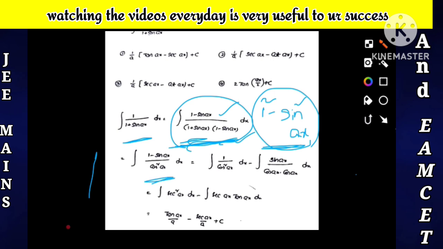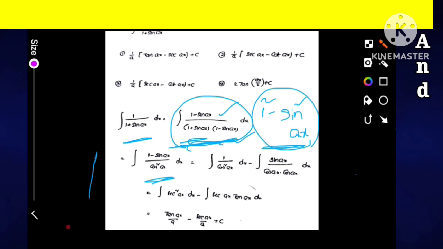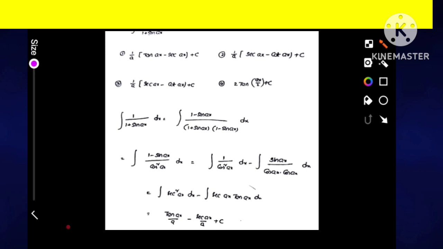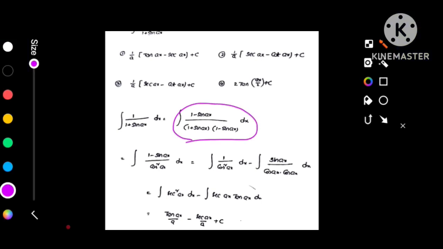Understand all of you? In the first step I write the given question and then take the rationalization. Rationalization means here the denominator is 1 plus sin ax, so I apply the value 1 minus sin ax, 1 minus sin ax by 1 minus sin ax. The denominator becomes 1 plus sin ax into 1 minus sin ax, that is a square minus b square, 1 minus sin square ax. 1 minus sin square ax is equal to cos square ax. Understand all of you? So this is the next step.